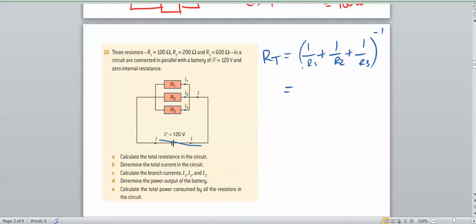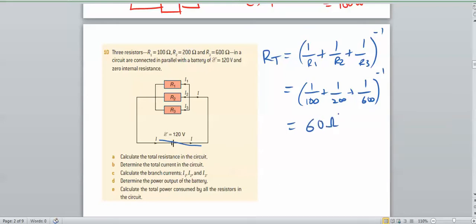So we've got 1 over 100 plus 1 over 200 plus 1 over 600, to the power of negative 1. Just pump that into your calculator. Make sure you're using the brackets correctly. And from there, I've got an answer of 60 ohms. So that's going to be 60 ohms.